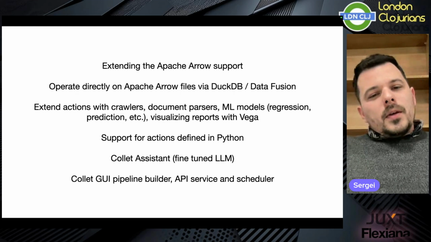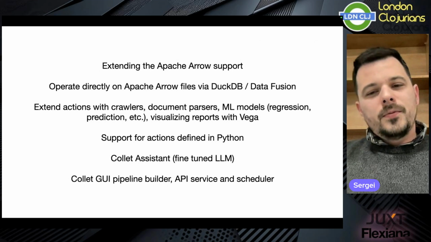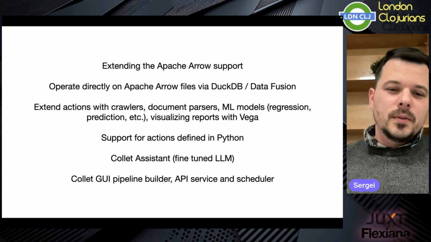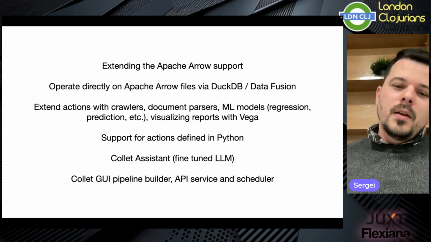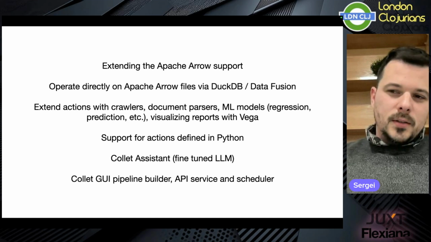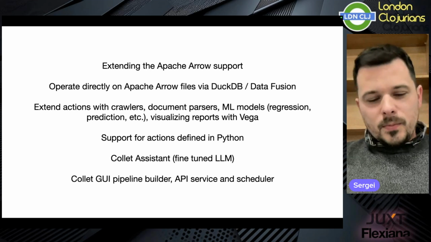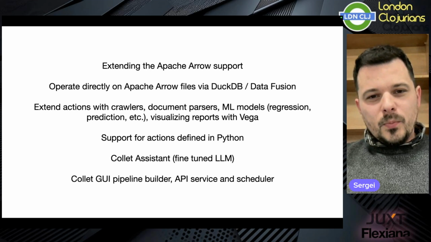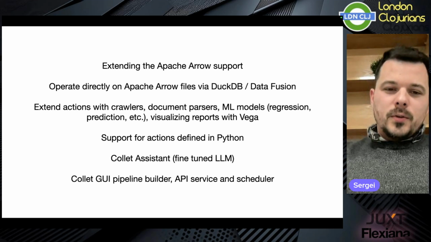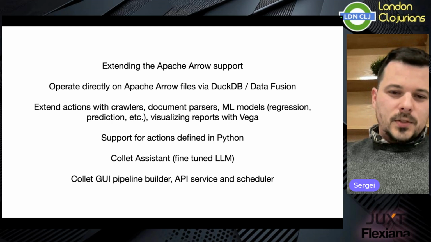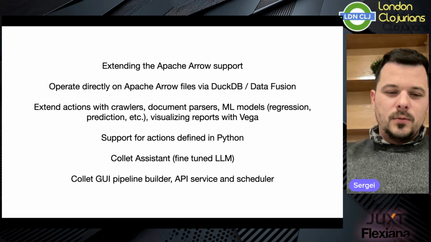And there were a few experiments to create a fine-tuned large language model as a Colette assistant. So imagine you can just tell Colette what you want, and it will generate the whole pipeline spec for you. I think it's easier nowadays than it was before. So maybe in the future we can provide this interface, and you can just describe your problem, and it will give you the pipeline specification file that you can immediately run on your machine.